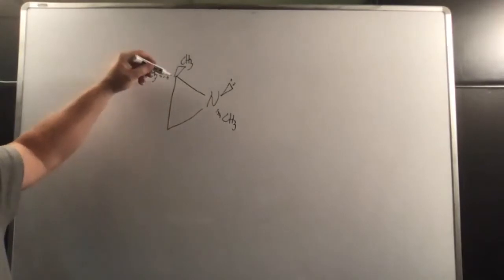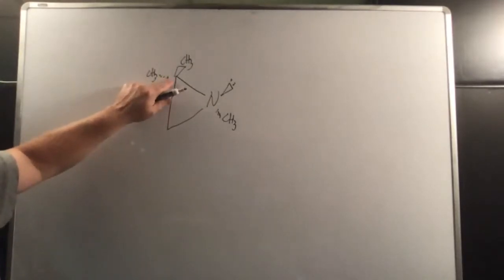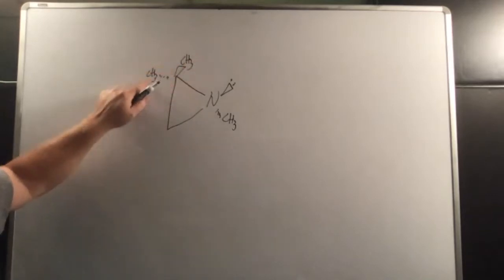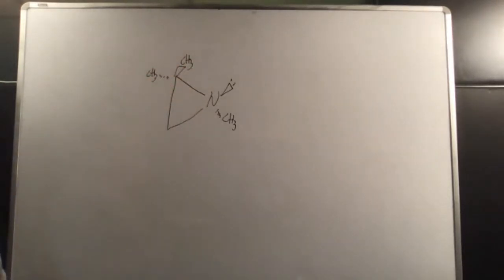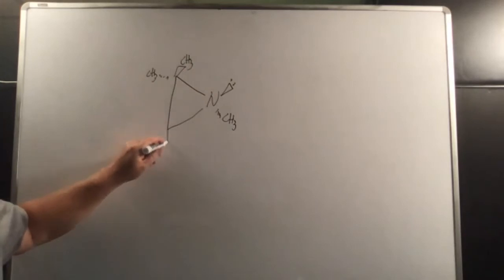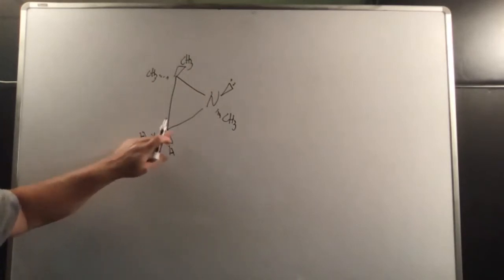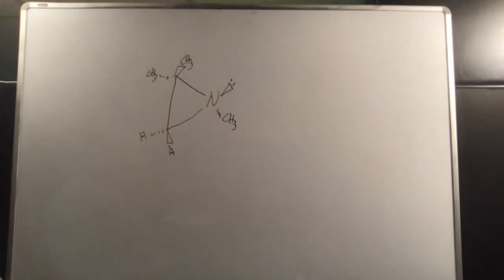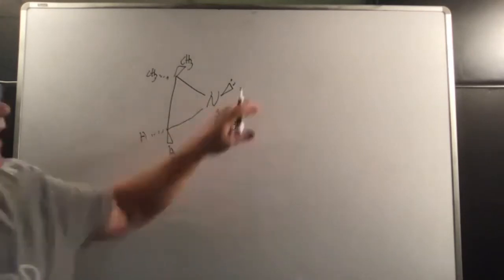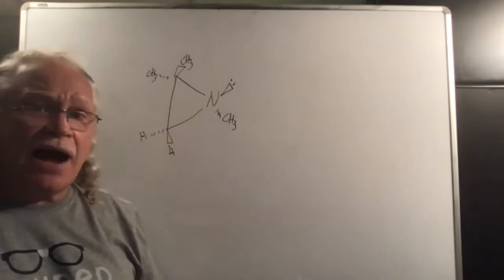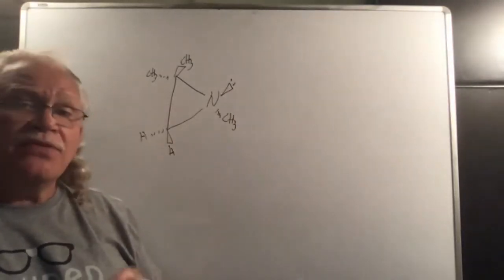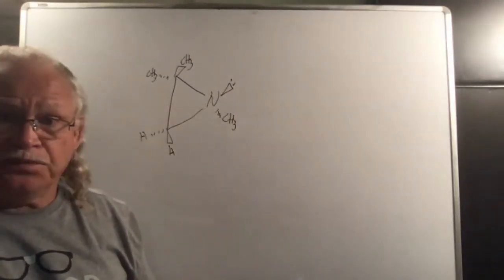So let's look at the carbons. Is this carbon chiral? No, because notice it has 2 methyl groups that are identical. We don't show them, but these 2 hydrogens are identical. So this carbon's not chiral. And technically, this nitrogen's not chiral either. But in this case, it is.